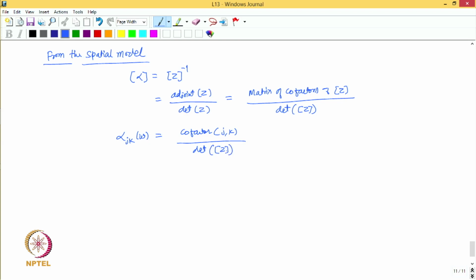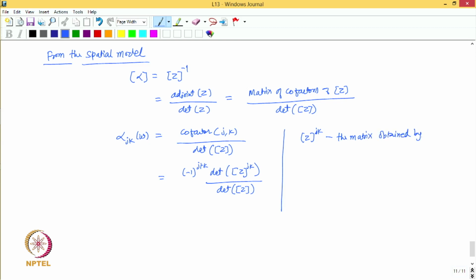So what is cofactor jk? Cofactor jk is nothing but minus 1 to the power j plus k times the determinant of the matrix Zjk, divided by the determinant of Z. And what is the Zjk matrix? The Zjk matrix is the matrix obtained by deleting the jth row and kth column of matrix Z.